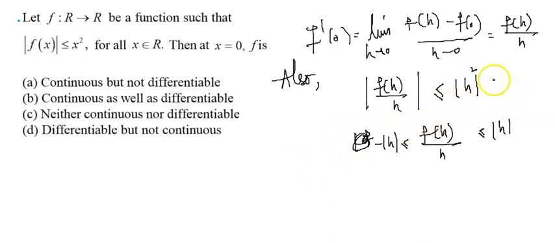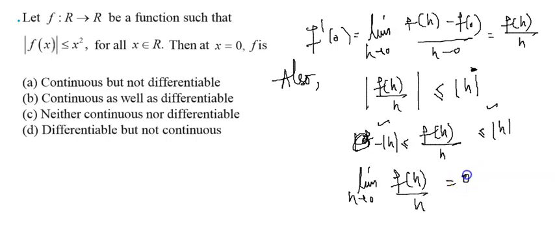So here we can replace by mod. So we can say now this is 0, this is 0. So by using the squeeze principle, we can say that limit h approaches 0 of fh by h is also 0. Okay, that means f dash 0 is equal to 0.